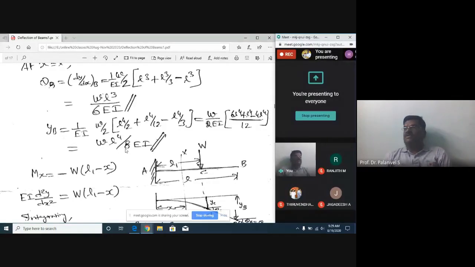Let's say a cantilever beam subject to UDL. What is the deflection at the free end? If somebody asks you, you have to say WL power 4 divided by 8EI. The slope is WL cube divided by 6EI. You have to tell these values. You should remember them, right?